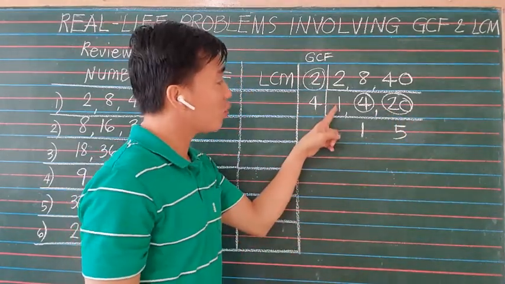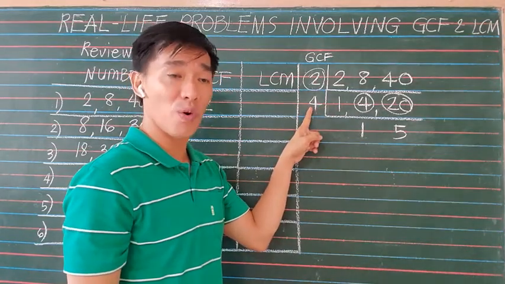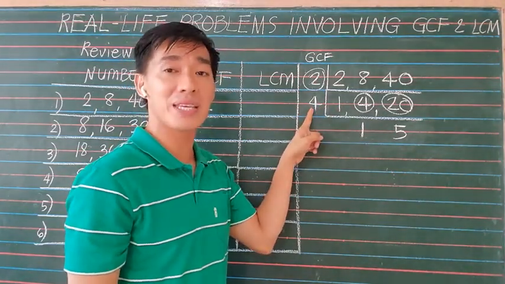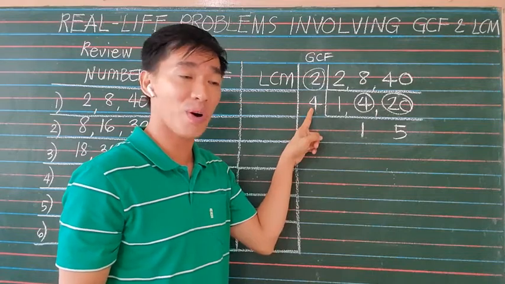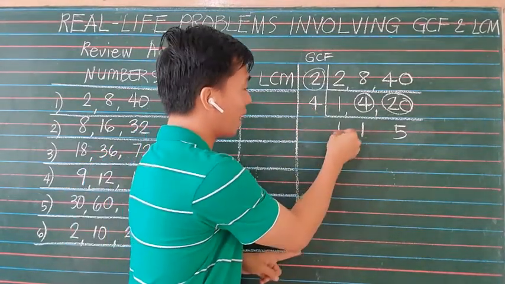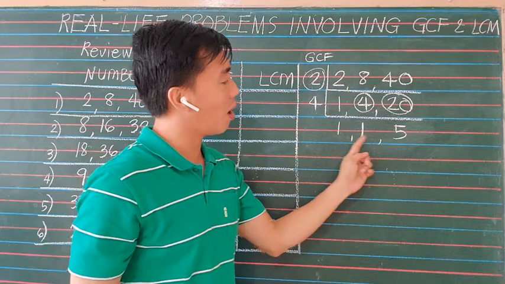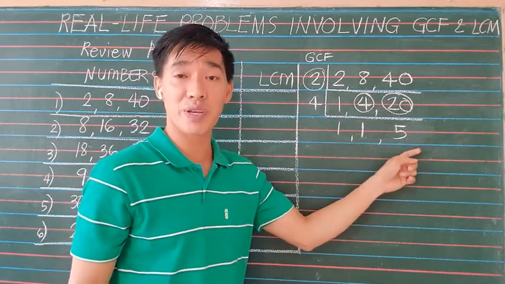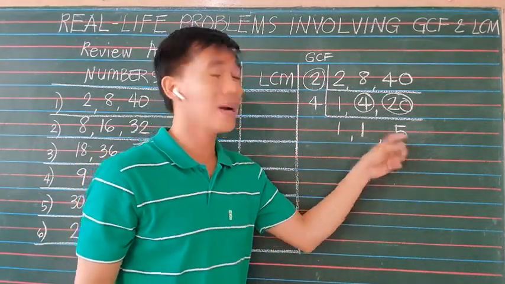Now, because 1 cannot be divided by 4, or it is not enough to be divided by 4, we will just copy 1. So, these are the remaining numbers that we need to work with, 1, 1, and 5.